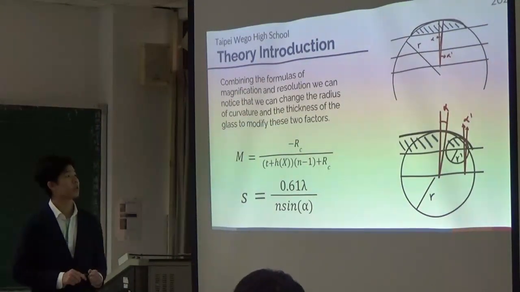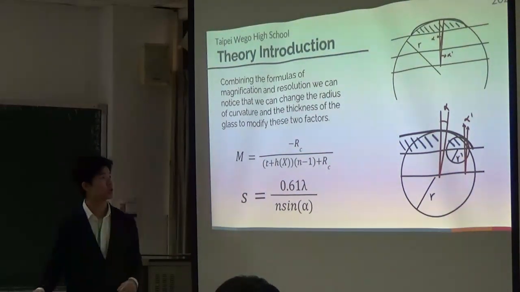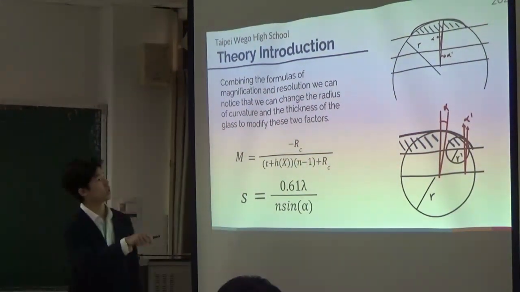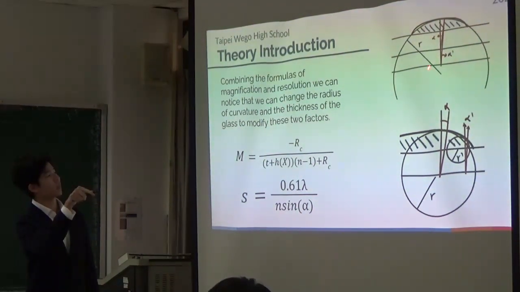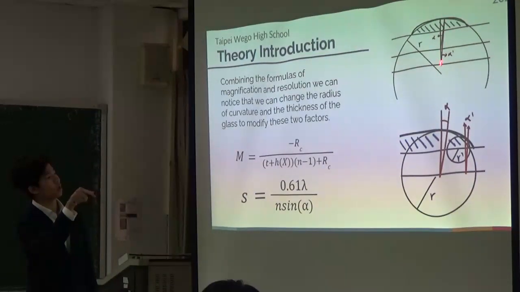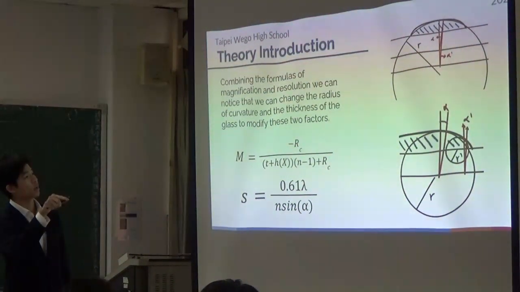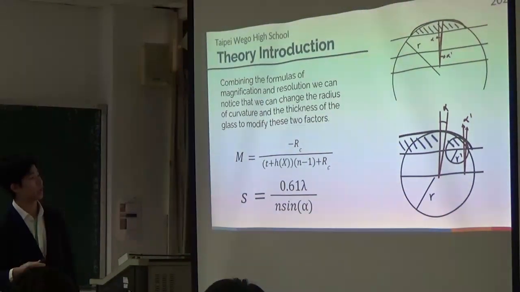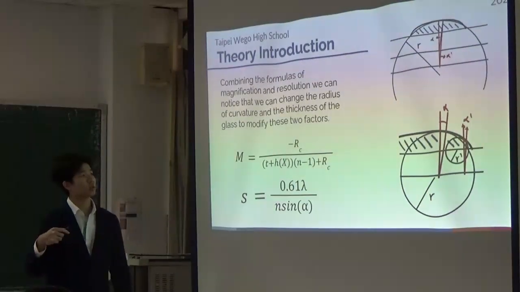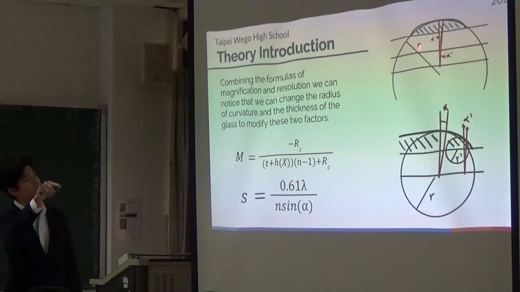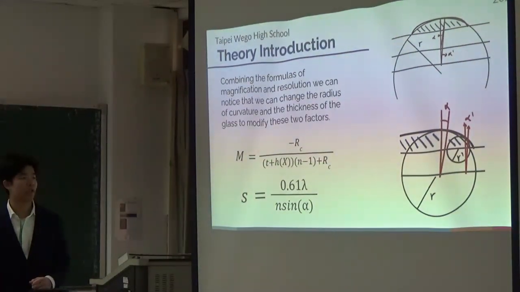By combining the formulas of magnification and resolution, we can notice that in this part we add up the thickness of the glass, and we can know that the alpha angle is smaller, so the resolution is better, and also the refractive angle is bigger, so the image might have bigger magnification.